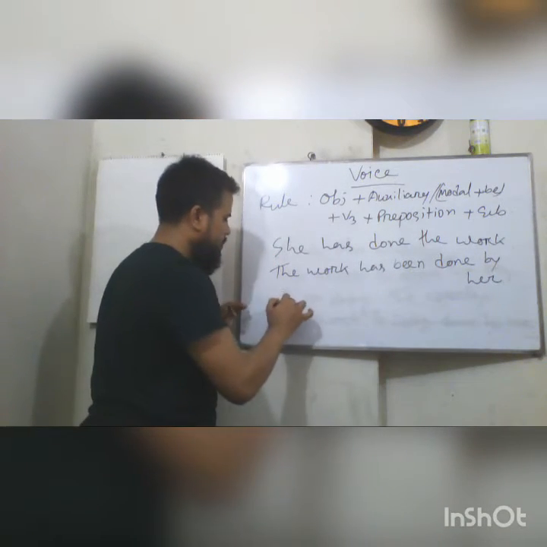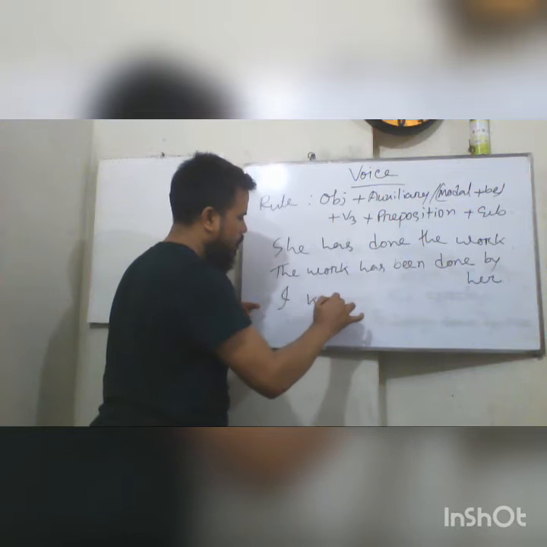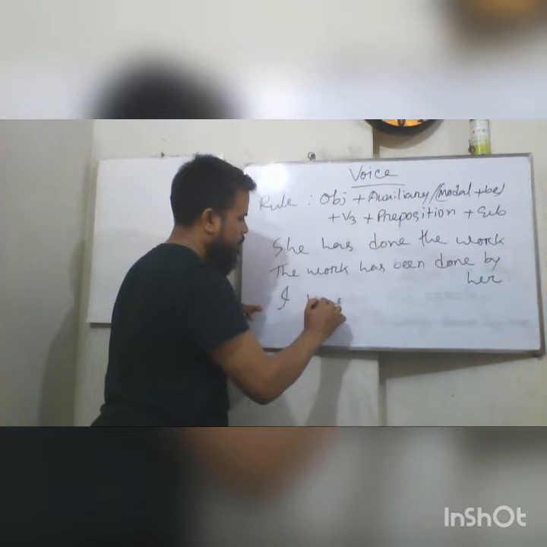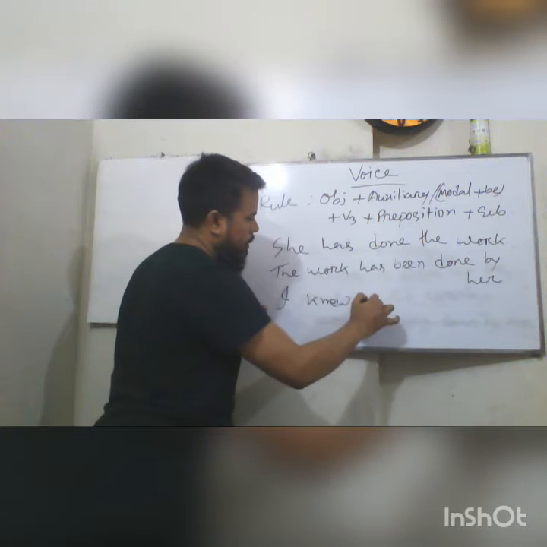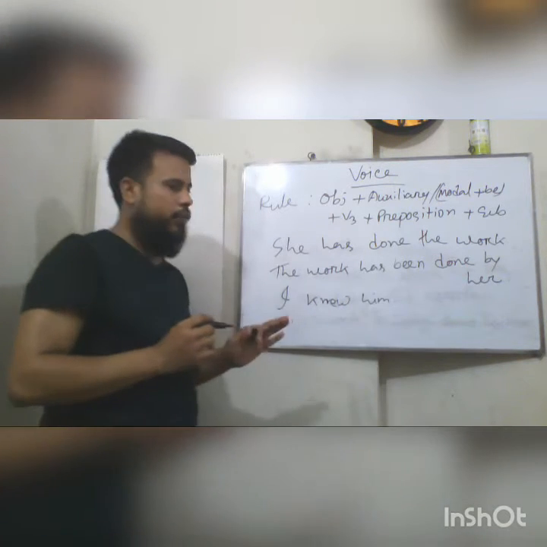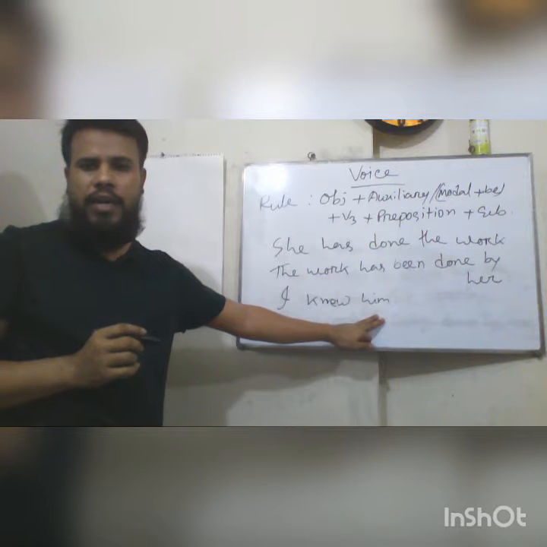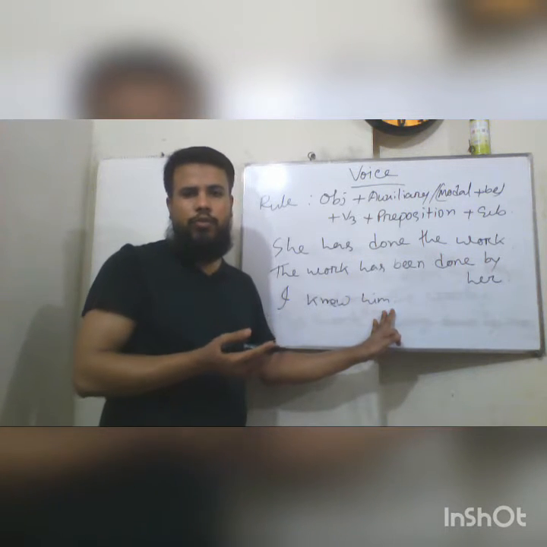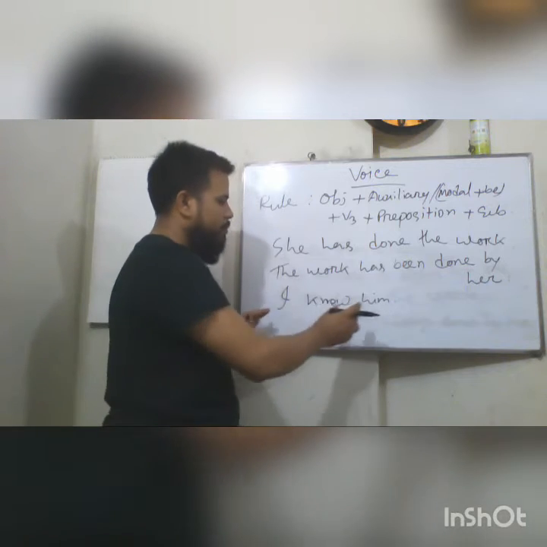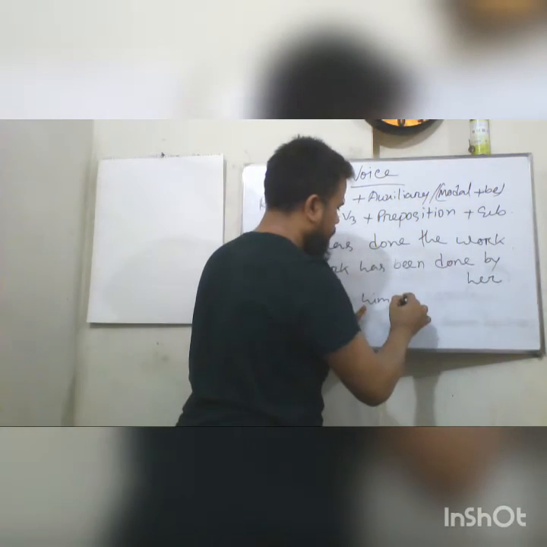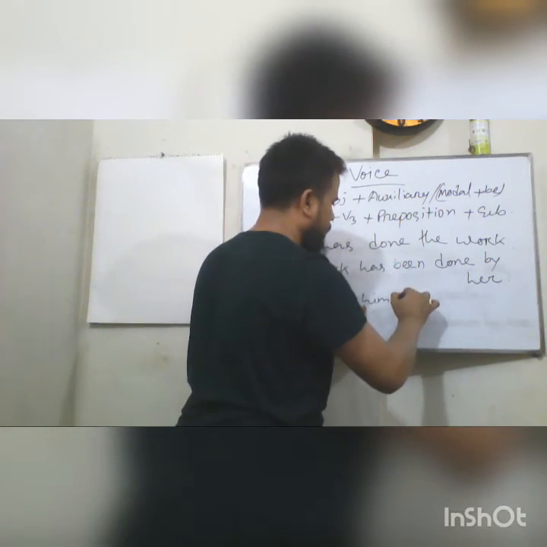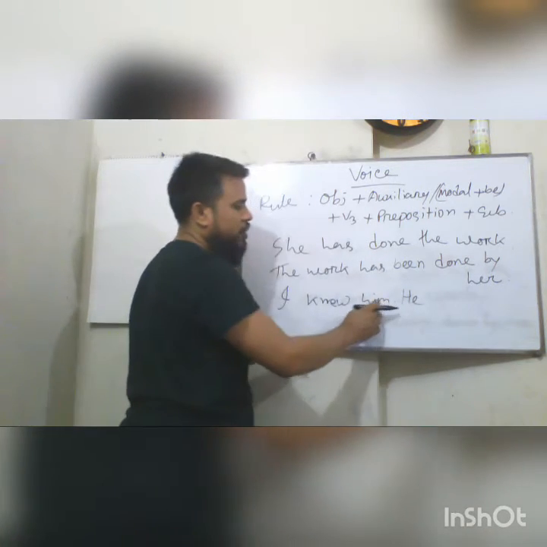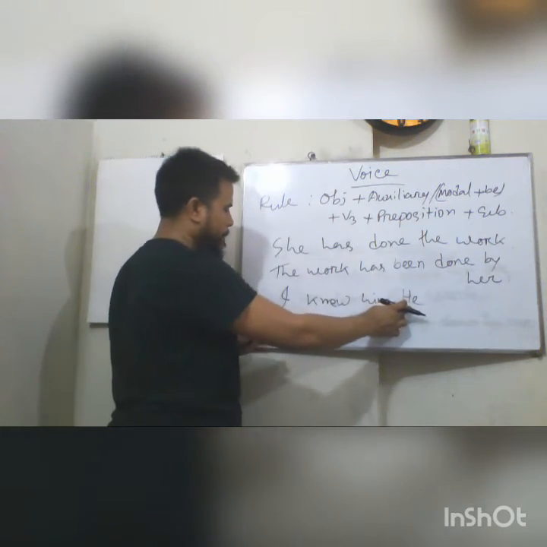Finally, her for she. First, the past indefinite tense: I knew him. Subject, verb, object, active action. If we want to change it into passive action, then we have to write down him. From him to he, the subject he, him changed with he.